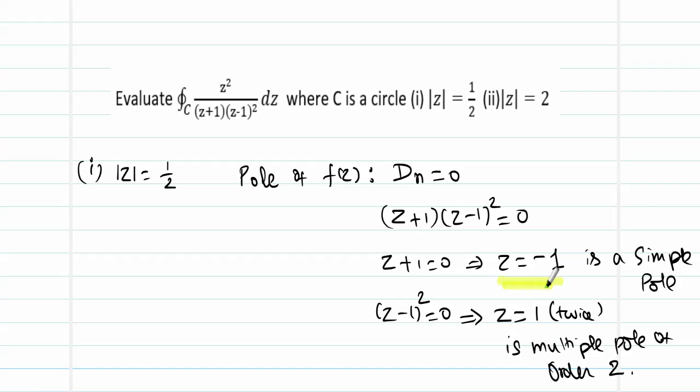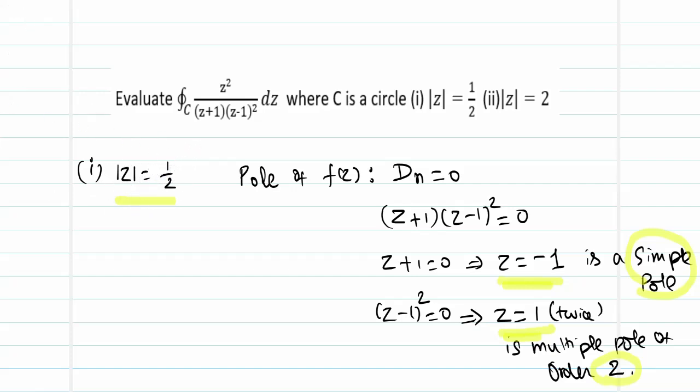z equal to minus 1, z equal to 1. The first one is going to be a simple pole and the second one is going to be a multiple pole of order 2. Now we will see what happens to these poles in the boundary which has been defined by mod z is equal to half.